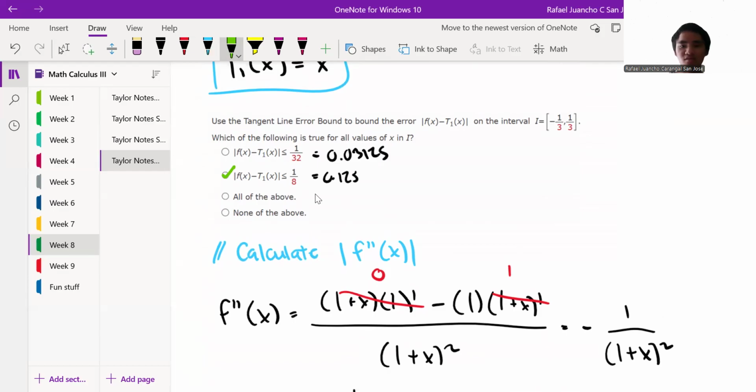Now, how about this? Is it sure to be less than this? Well, this one's less, so we're not actually sure. And so not all of the above, also not none of the above. So it's actually just this, right? Of course, I'm going to check. I don't know if I got the right answer.